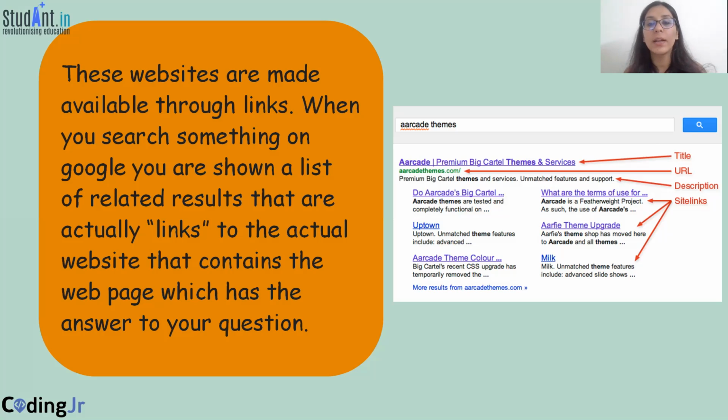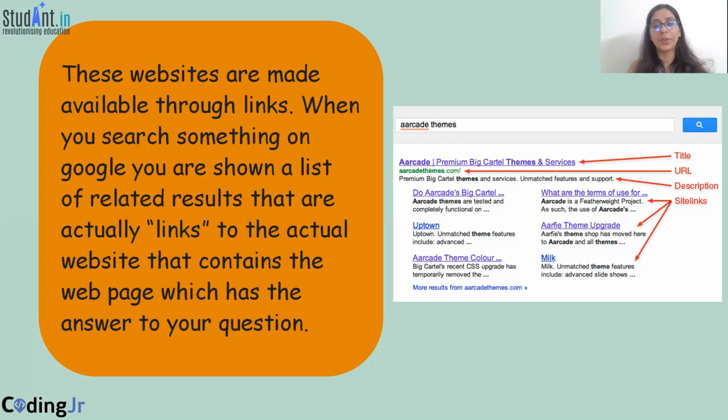And do arcades, big cartel, uptown. Now suppose a user wants to go to the uptown link. Why does he have to open the whole website and then search for it? These are the site links that can link the user directly to that particular web page.